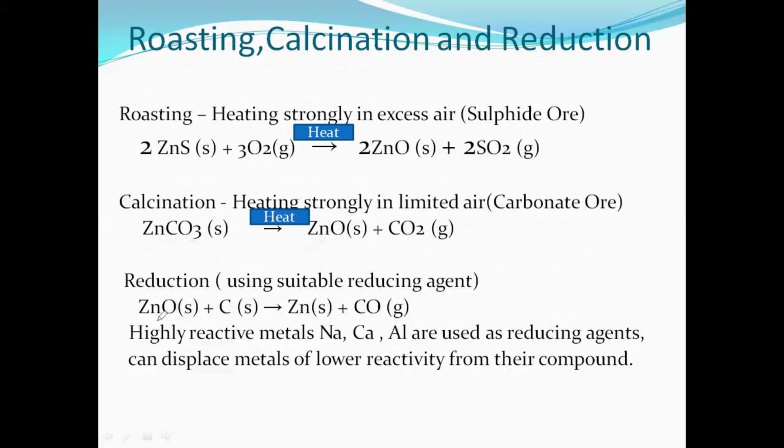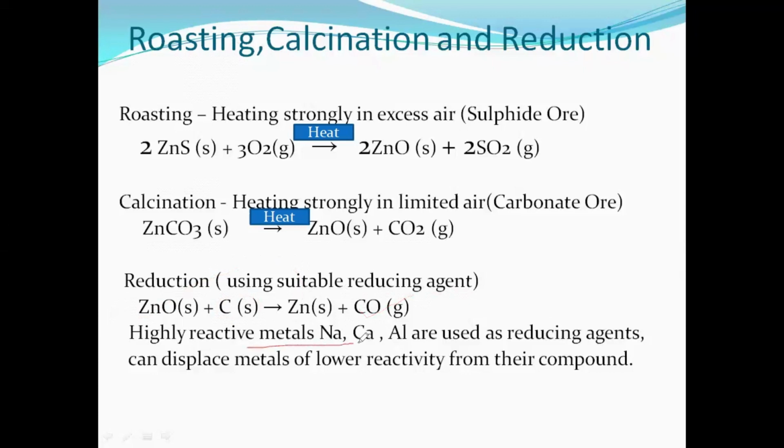Reduction is done with the help of a reducing agent. Zinc oxide is heated in the presence of carbon, and carbon is a strong reducing agent. Zinc oxide is reduced to zinc, and carbon monoxide gas is produced during this process.